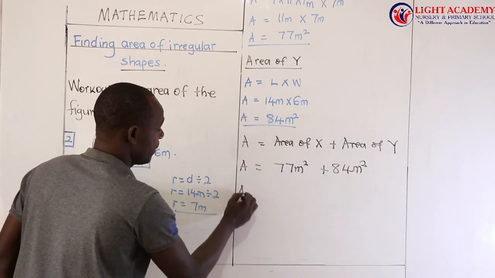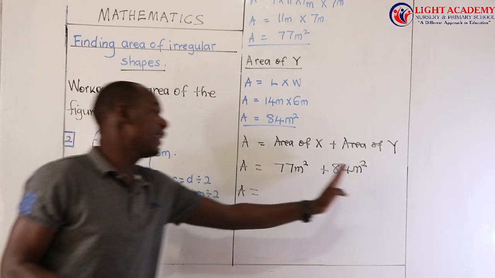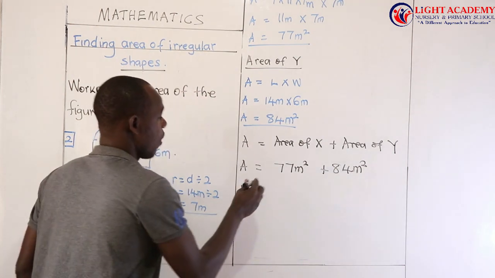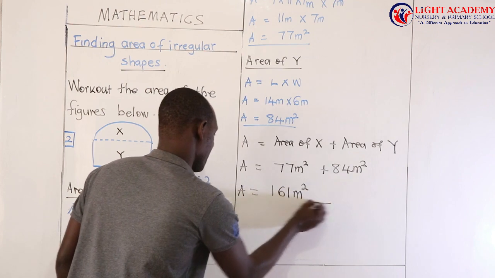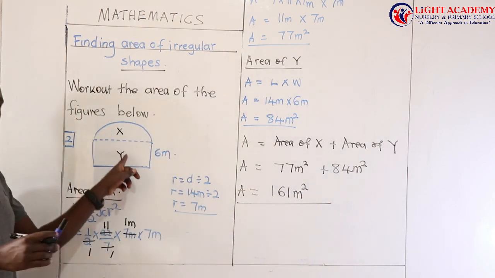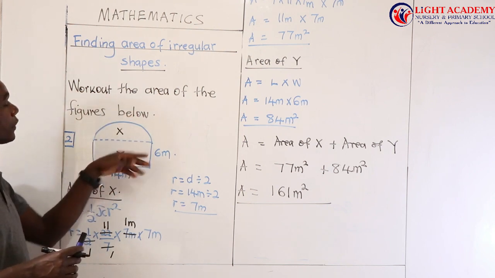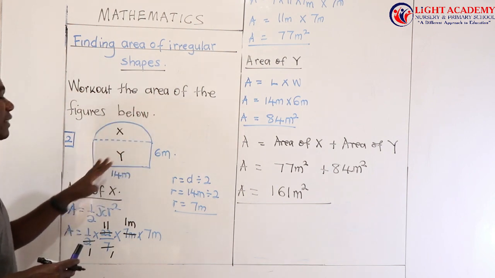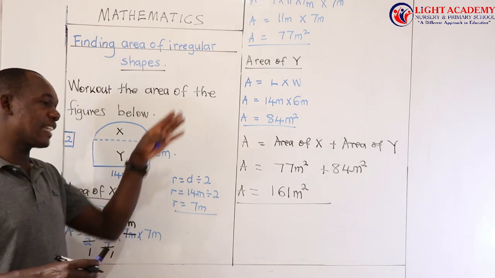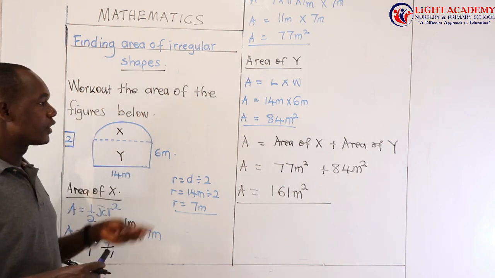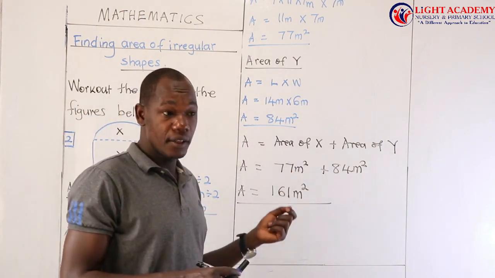So your area now will be equal to, when you add 77 plus 84, you can add it vertically, you will get 161 square meters. And that is the area of this irregular shape, where they have joined two different plane shapes to form this. So this is our example number 2. I'll only add one more example and then some numbers will get in the exercise. Let's leave this number 2 and we go to number 3.